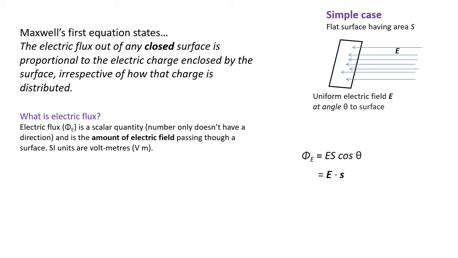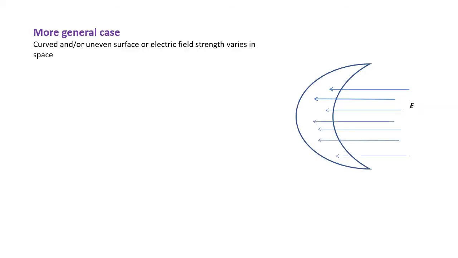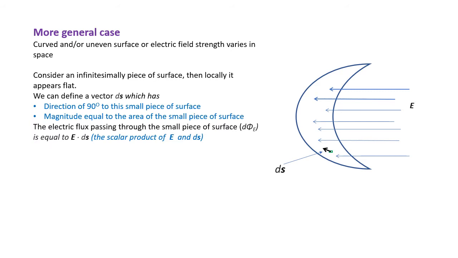And we can actually write this, interestingly, as the scalar product of E with a vector S, where S is a vector which has direction 90 degrees to the surface and magnitude the area of the surface. But we can generalize this to a surface which isn't even and a field that isn't even. If we take a very small element, then the flux passing through that small element is still equal to the vector product of the field passing through and dS, where dS is a tiny vector which is at 90 degrees to this tiny piece of surface.